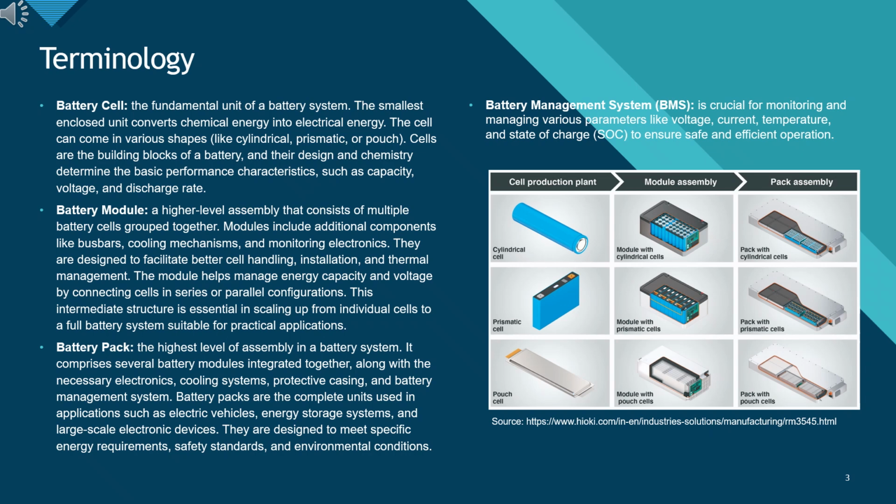The Battery Management System, or BMS, is basically the brain of the pack. It monitors voltage, temperature, and state of charge to make sure everything stays safe. The images here show how each cell type becomes a module and, eventually, a full pack, so you can visualize the entire structure.